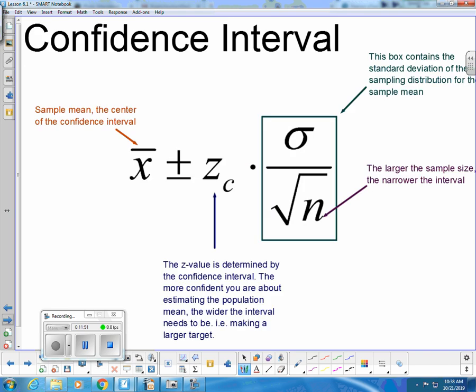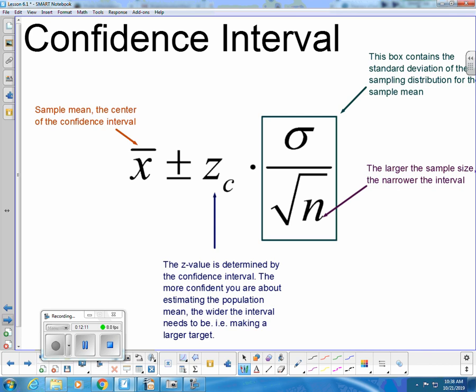All right, so the confidence interval, and we're doing this step by step, guys. You're going to find that error, and you're going to add or subtract it from the sample mean. Okay? So remember, in the box, this is just the standard deviation of the sampling distribution.